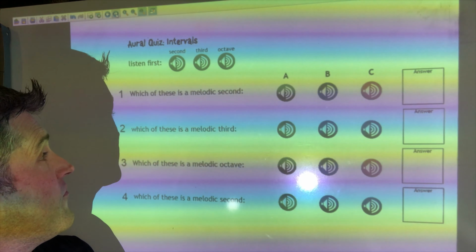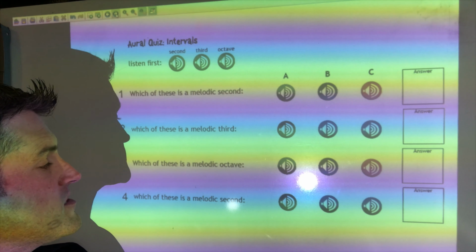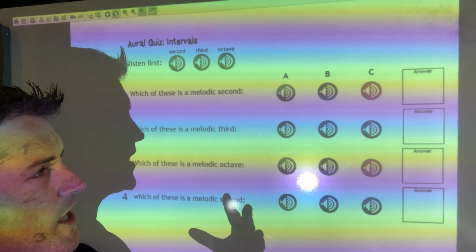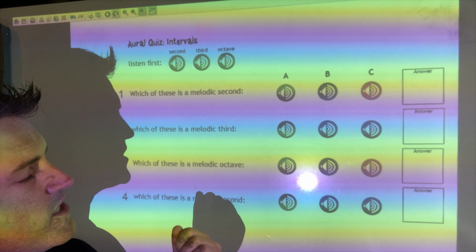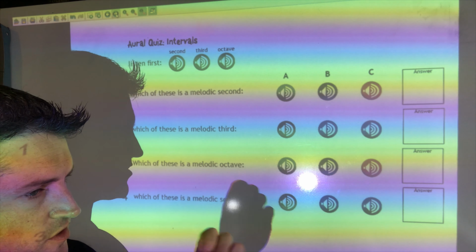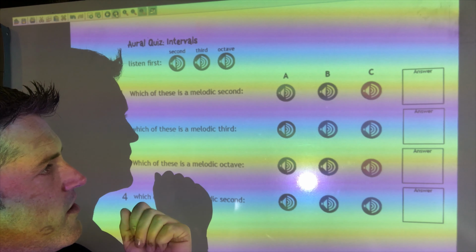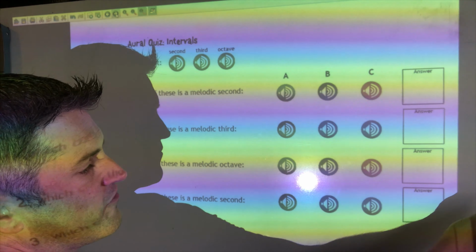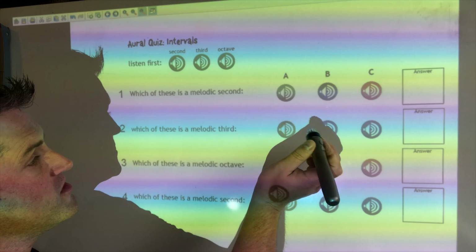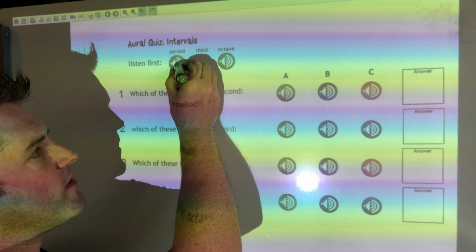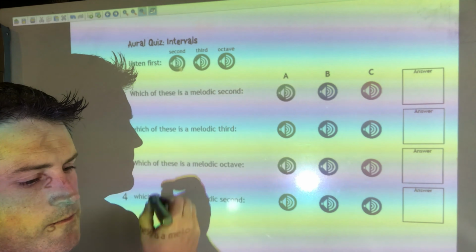Now this one here, we've got 4 different tasks. I'm wanting you to listen in for these melodic intervals. It's going to give you your first note and then it's going to give you the second note. We're going to be trying to see if we can find out which of these is going to work. So here's an example of a melodic second.